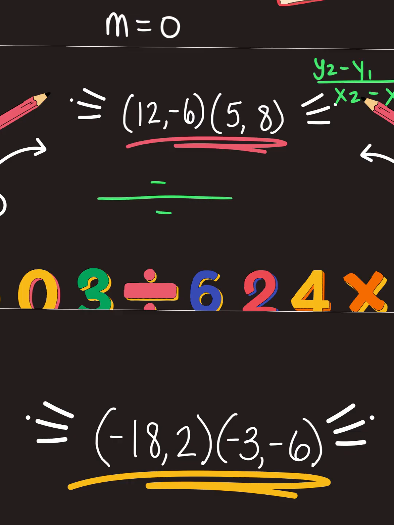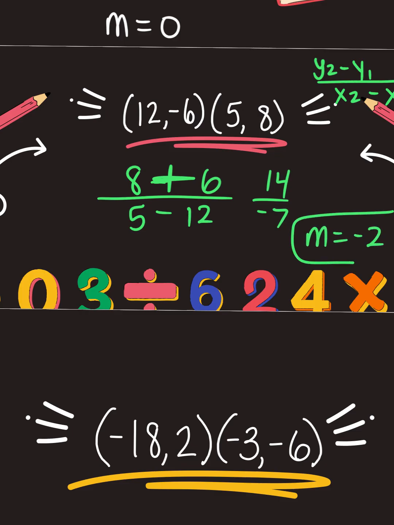All right, so on the first one, y2 is 8 minus y1 is negative 6. x2 is 5, x1 is 12. So I have 8 minus negative 6, which turns into 8 plus 6, which is 14. And 5 minus 12 is negative 7. And 14 divided by negative 7 would give me negative 2. So the slope is negative 2 there.